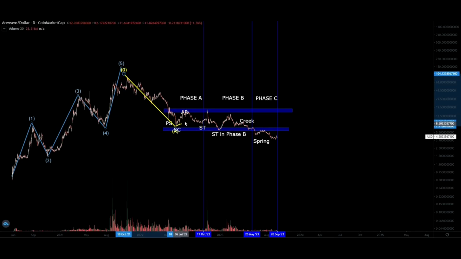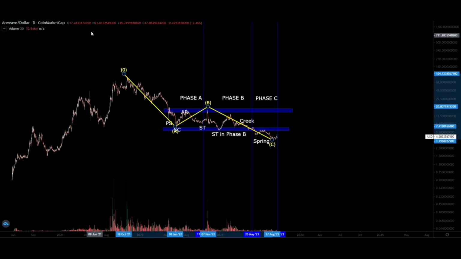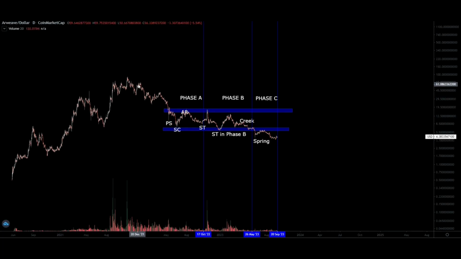That may be your A, that's maybe your B, and finally your C wave before you even continue to the upside. So I expect the Arweave price to continue to the upside, even breaking the previous high that we had. So that's good news in my own opinion, and I've seen it time and again with charts like these ones, which look really desperate like this.